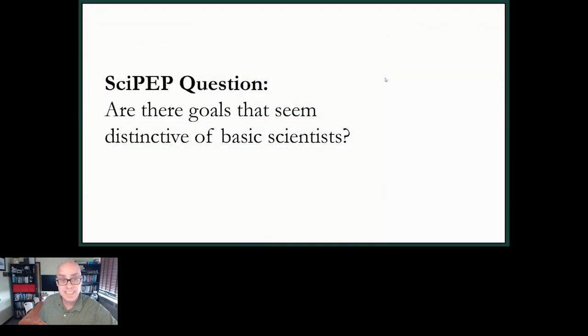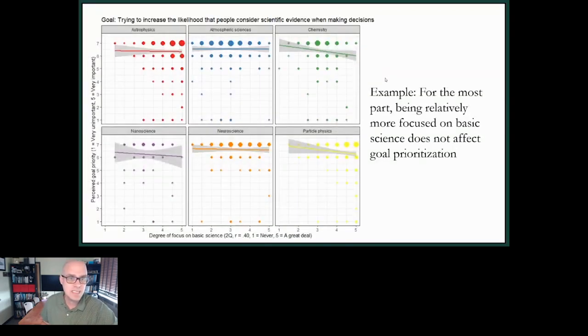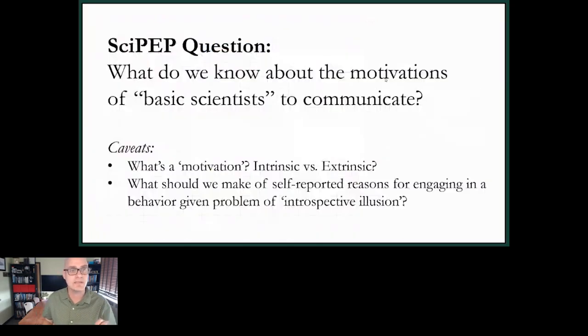Are there goals that are distinctive of basic scientists? No, not really. I'm not going to show you all the analysis we did. This is just one example, just looking at the correlations. Not really, just some little stuff, but nothing that I would make a big deal of. I would argue, and I'll come back to this at the end, that basic scientists, applied scientists, everybody has things they want to affect in the real world.